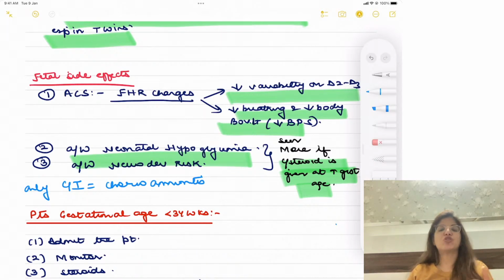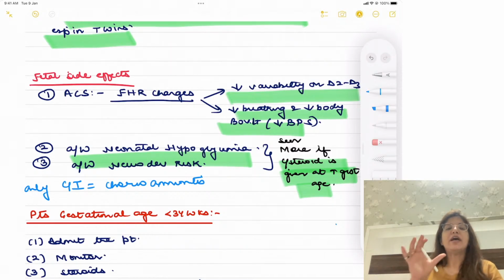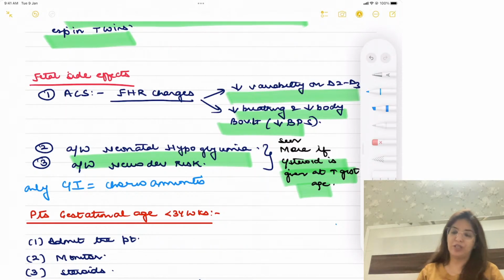Chorioamnionitis is a topic which is taught with premature rupture of membranes. So if I keep on taking your lectures and if I teach you premature rupture of membranes, in that topic, definitely I'm going to take up chorioamnionitis, right? So this is how you manage a patient with preterm labor at more than or equal to 34 weeks.